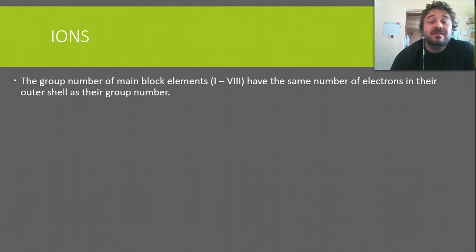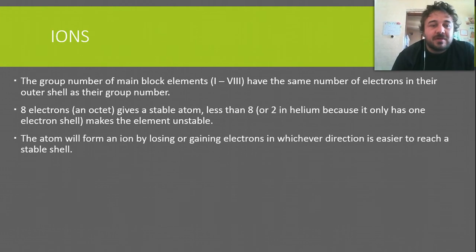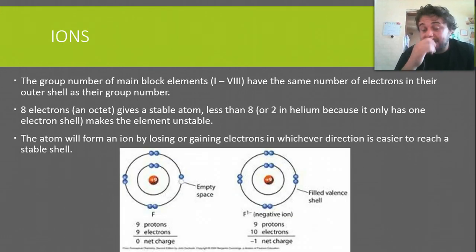So ions, basically, the group number of the main block elements is how many electrons it has in the outer shell. Okay, so 8 gives you a stable atom. So this actually means that group 8 has a valency of 0. It doesn't react with anything, and they're extremely stable. If you've got less than 8, then you become unstable. The atom will form an ion by losing or gaining electrons in whichever direction is easier to reach a stable shell.